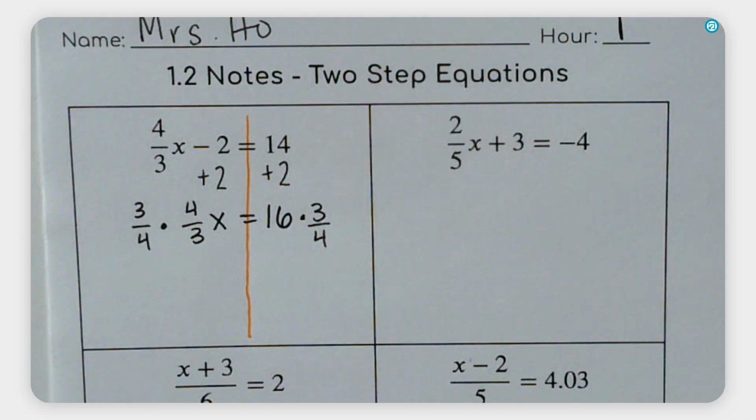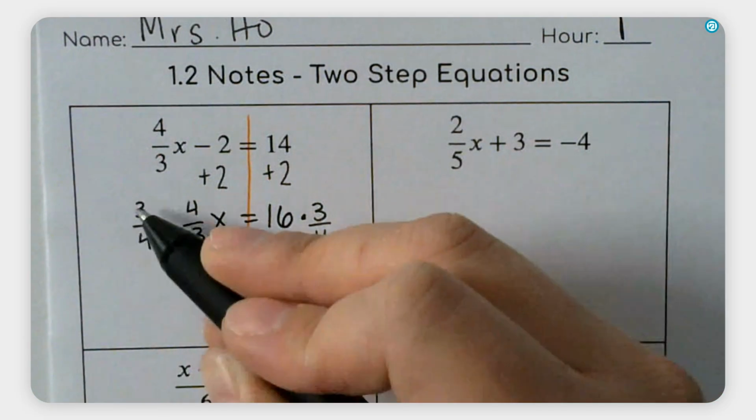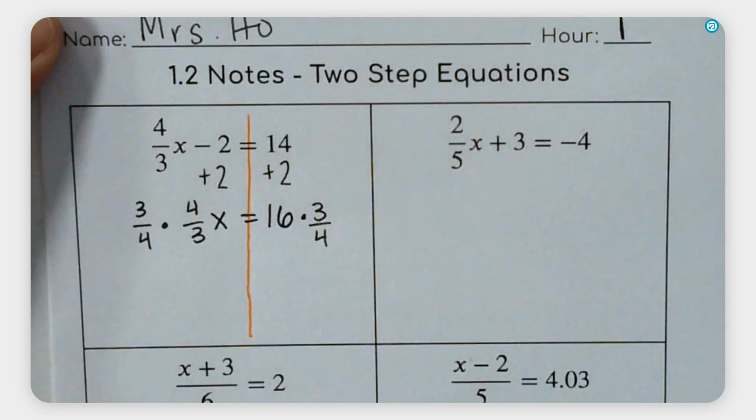Okay, next one, we've got 2/5 x plus 3 equals -4. We're going to start, draw our line. I'm going to get rid of that plus 3 by subtracting 3 from both sides. So I've got 2/5 x equals -4 minus 3, which is -7.